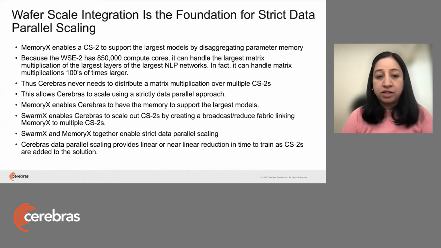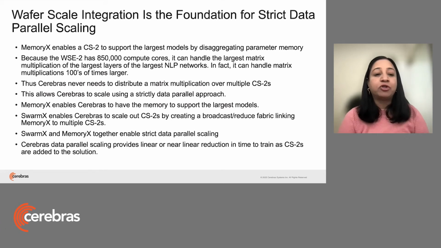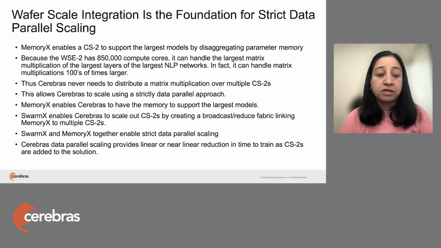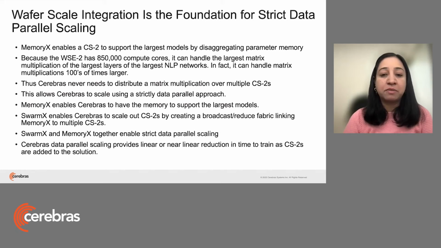So wafer-scale integration, the whole stack, is the foundation for strict data parallel scaling. MemoryX, as you saw, is disaggregated from the compute, which is the CS2 itself. And this sheer disaggregation gives us a lot of freedom to choose flash memory or different technologies here for MemoryX so that the memory itself can be scaled separately from the compute. Because our Wafer-Scale Engine has 850,000 compute cores, this is the latest Wafer-Scale Engine 2, which is on CS2.